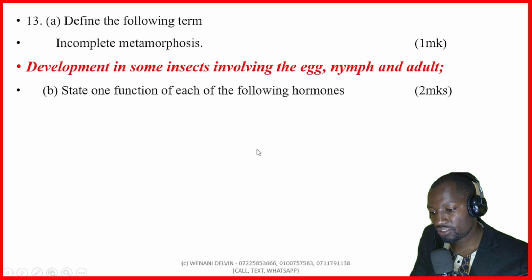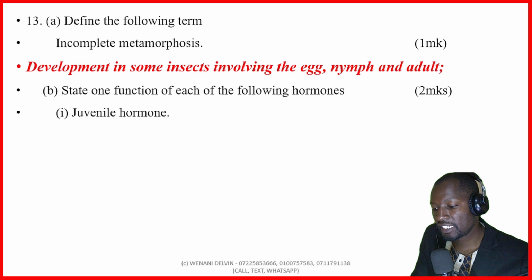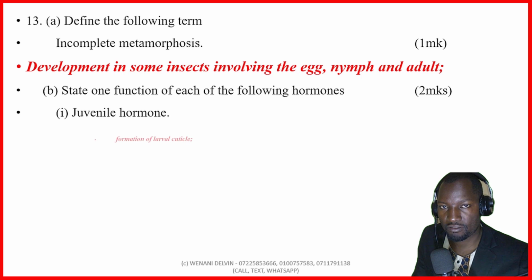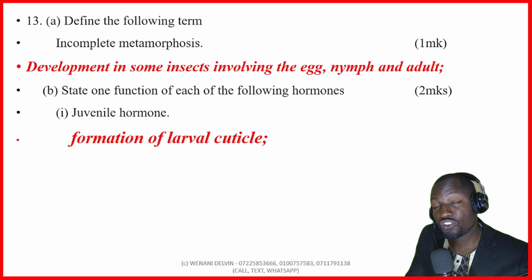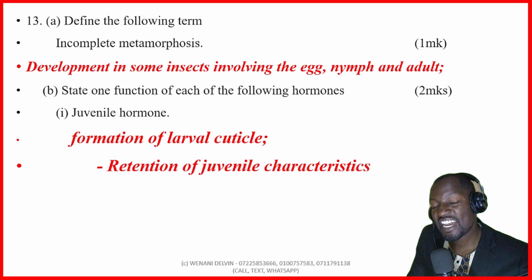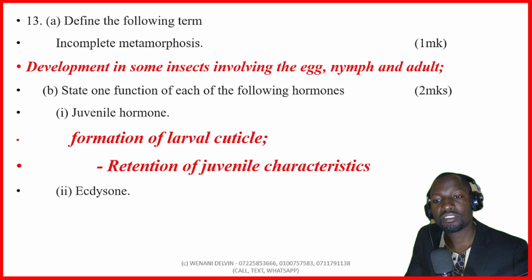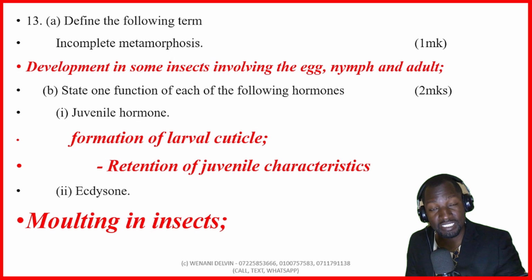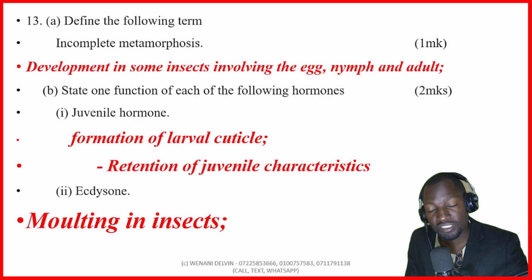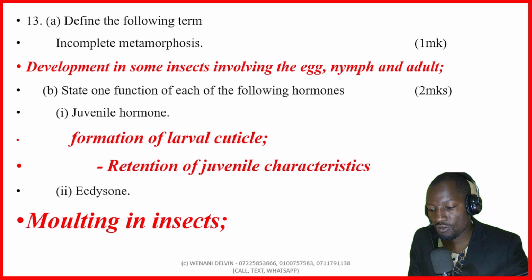State one function of each of the following hormones. And these hormones are, number one, juvenile hormone. We're giving one function: it helps in the formation of larval cuticle. It also helps in the retention of juvenile characteristics. We have another one known as ecdysone. Ecdysone helps in the molting of insects.